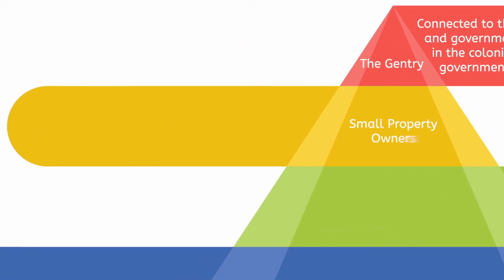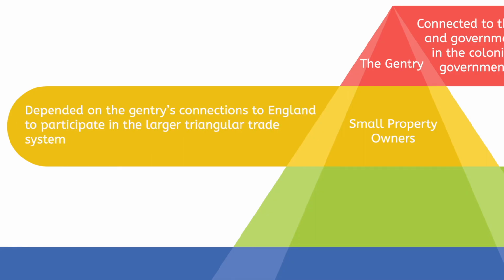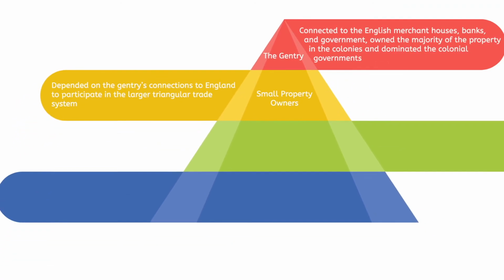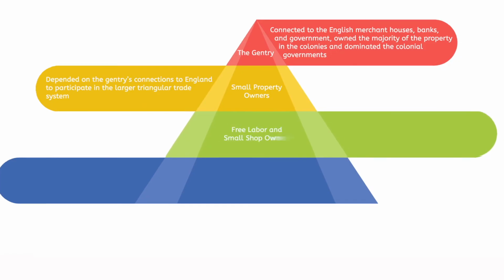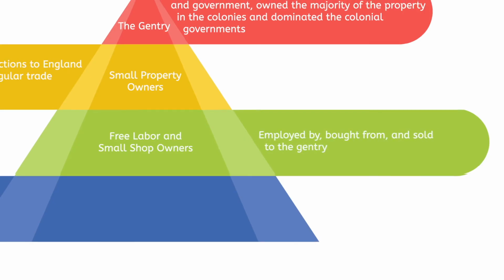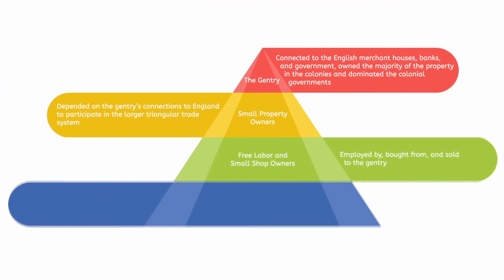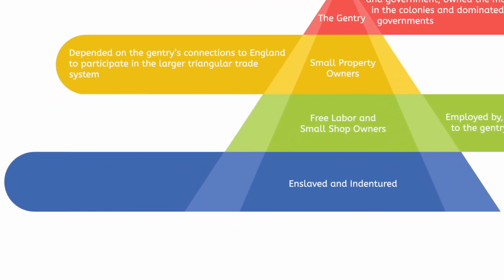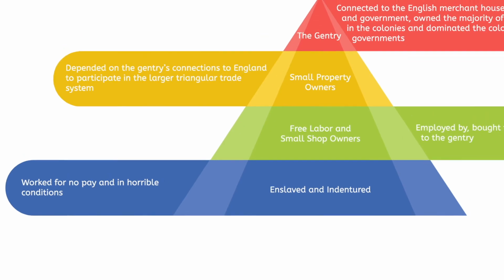Below them were the small property owners that depended on the gentry's connections to England to participate in larger triangular trade systems. There was also free labor, some skilled, such as carpenters, that the gentry employed, and some very small shop owners that both bought from and sold to the gentry. At the bottom were the enslaved and indentured to many of the gentry. The enslaved and indentured worked for no pay, and oftentimes in horrible conditions.